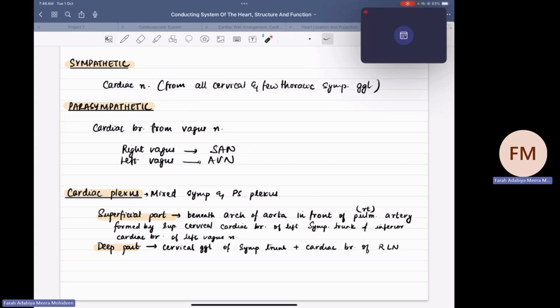The superficial part is below the arch of the aorta and in front of the right pulmonary artery, and it is formed by the superior cervical cardiac branch of your left sympathetic trunk and the inferior cardiac branch of your left vagus nerve. Now, the deep part is formed by the cervical ganglia of your sympathetic trunk and the cardiac branch of your right recurrent laryngeal nerve. So that's it for this question.